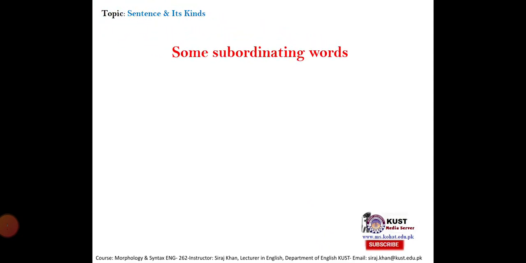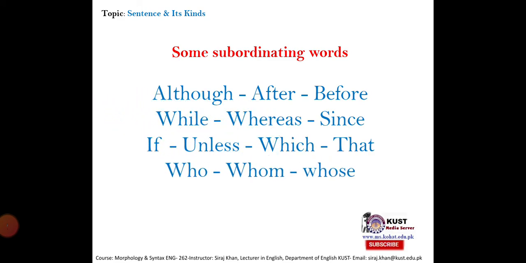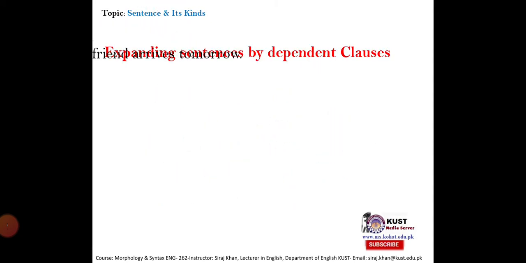Some of the subordinating words are subordinating conjunctions. We have although, after, before, while, whereas, since, if, unless, which, that, who, whom, whose, because, until, and when. These are some of the subordinate conjunctions. When a sentence or a clause starts with one of these subordinate conjunctions, that is a dependent clause.